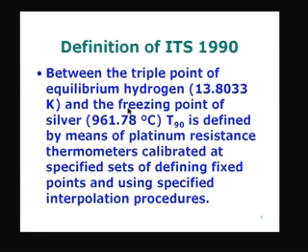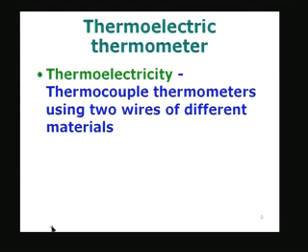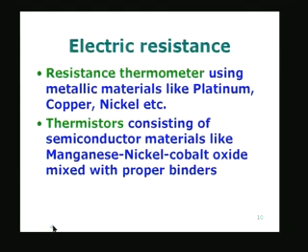Between the triple point of hydrogen, 13.8, and the silver point, 961.78, we are using the platinum resistance thermometer as the specified thermometer to cover that range. Therefore, you see that the range is very large, 13 to 961, but the change in resistance is not very large. Therefore, it is not very sensitive in that sense of the term, but it can be used repeatedly to cover a large range of temperatures.